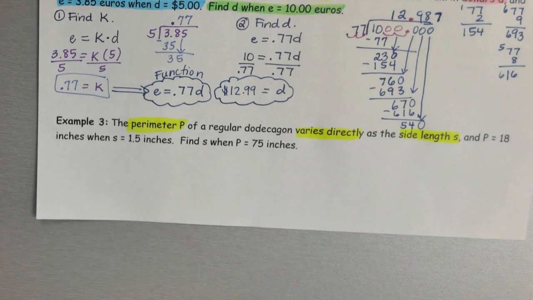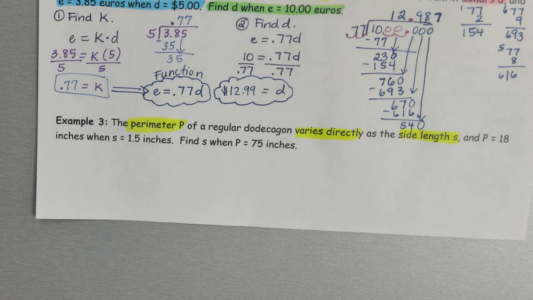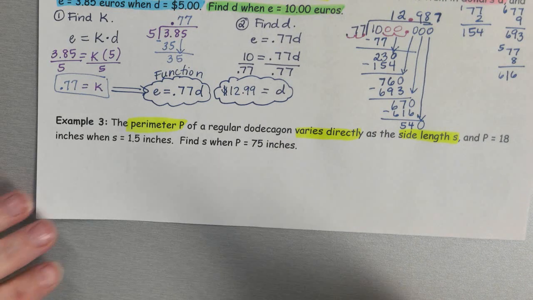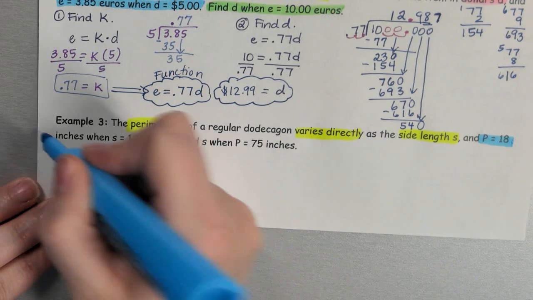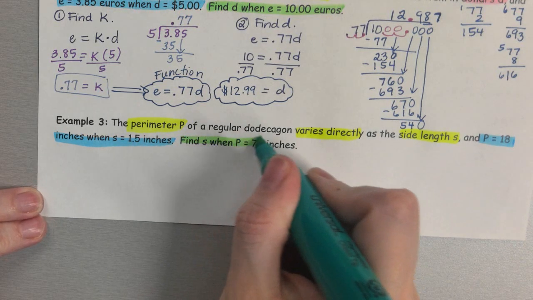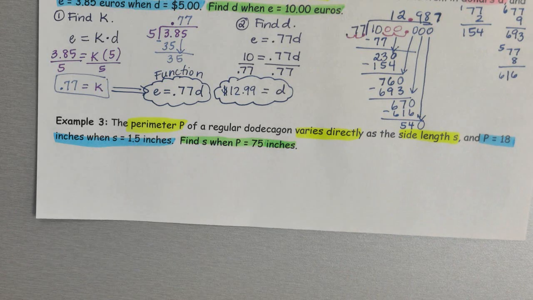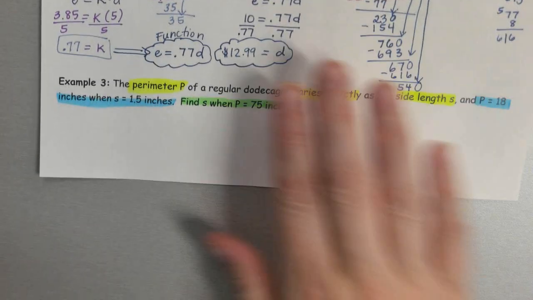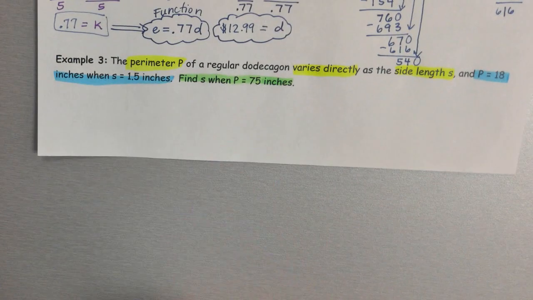All right, so this is the perimeter P. Varies directly as the side length S. And you're given P is 18 inches when S is 1.5 inches. And I'm going to have you guys start this one by yourself. Okay, so there's 2 steps. So I want you to do the first step. Okay, so write out your equation.